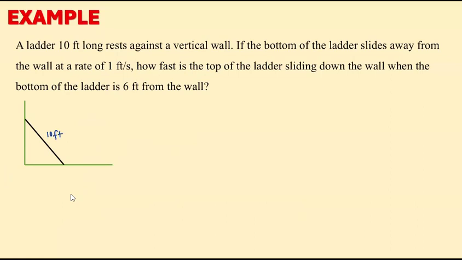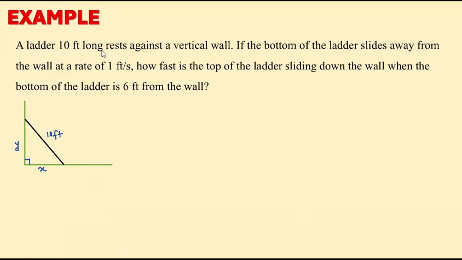This is 10 feet long. Let's consider the distance from the bottom of the wall to the bottom of the ladder as x, and the distance from the bottom to the top of the ladder, say for example, that is y. And you can see that that forms a right triangle there.